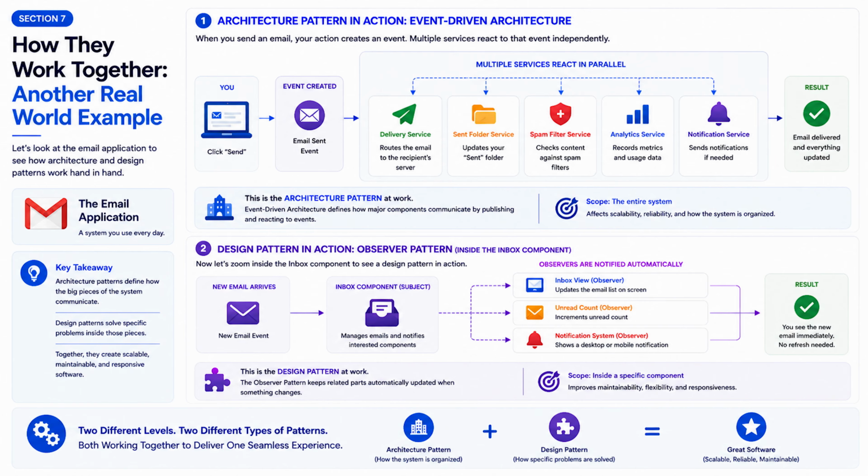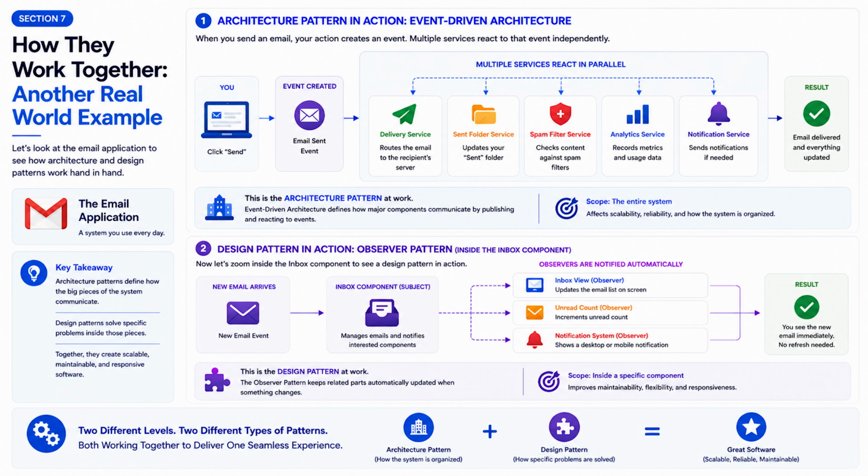Think about an email service like Gmail. At the architecture level, it is often event-driven. When you send an email, that action creates an event. One service routes the message, another updates your sent folder, another checks for spam. These parts react independently, which keeps the system fast and scalable. That is the architecture pattern at work.